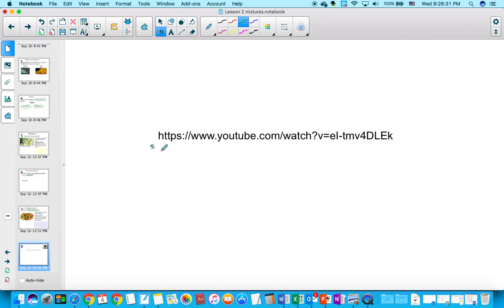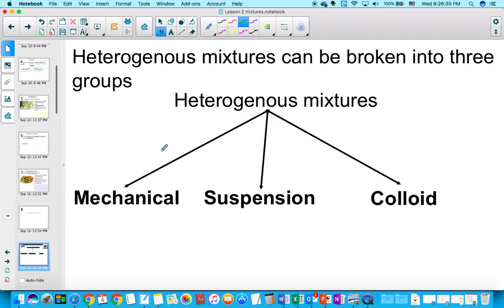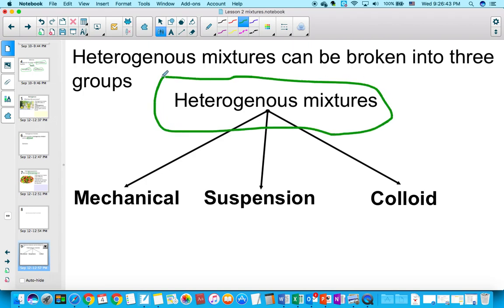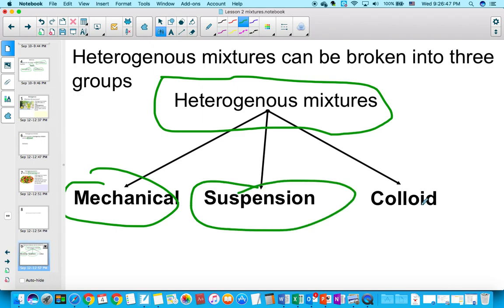This video will go over more detail on that. You can check it out on D2L and on my notes. Heterogeneous mixtures can be broken down even further. So you can take heterogeneous mixtures and you can either call them mechanical, suspensions, or colloids. I know this is a lot of information, so if you need to review, please just keep rewinding and checking out the different terms. But you do unfortunately need to know this.